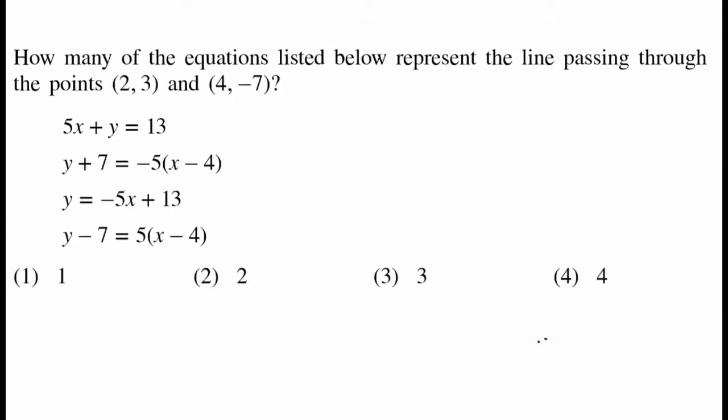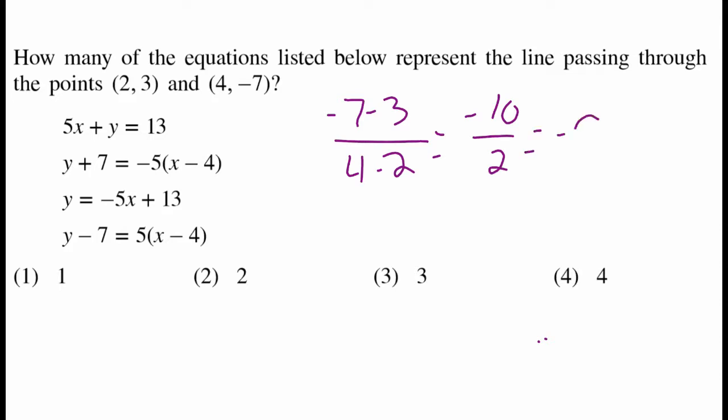How many of the equations listed below represent the line passing through these points? Well, to write the equation of a line passing through 2 points, I need a slope. So let me do change in y: negative 7 minus 3, over 4 minus 2. Negative 10 over 2 gives me a slope of negative 5. Well, I don't know what the y-intercept is, so I'm going to pick a point. I'm going to use this point here just because I see that point popping up in the choices.